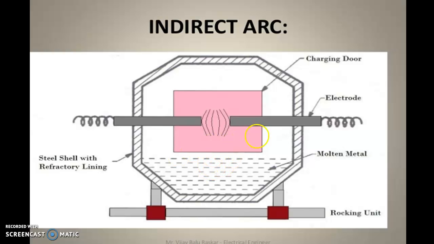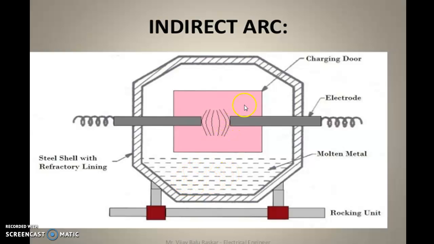See here, two electrodes are projected along the horizontal axis, and they are supplied by a voltage, connected with a voltage supply. In the furnace, charge particles are present. In between the two electrodes, an arc is produced. This is the diagram. Here the arc is produced and the charge is also heated. When it is heated, the charge is in the form of molten metal.